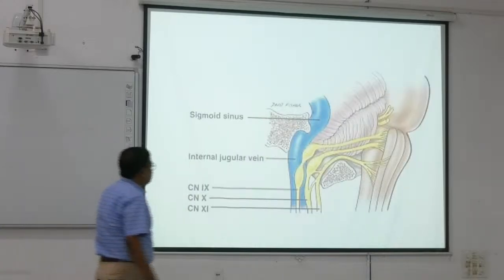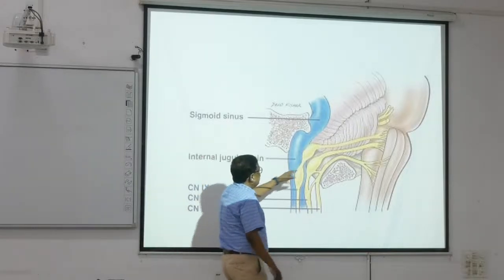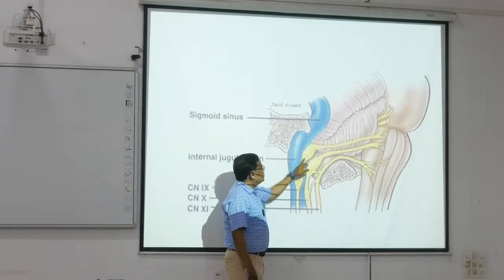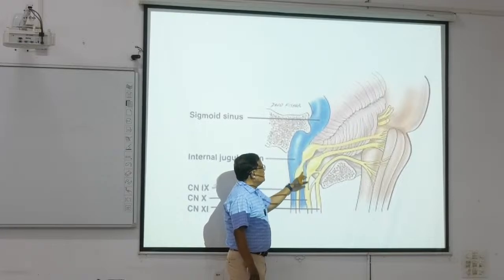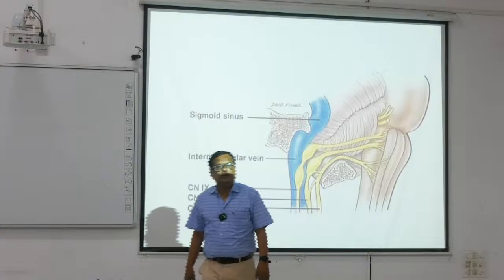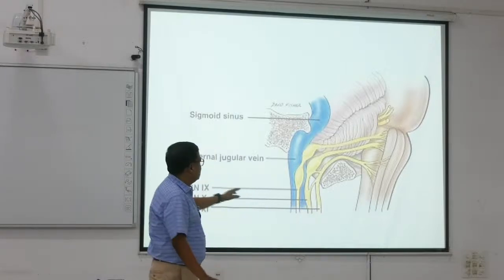Comes out of the brain to the jugular foramen, and there are two swellings called the superior and inferior ganglion of the glossopharyngeal nerve. Superior and inferior ganglion of the glossopharyngeal nerve. Next.